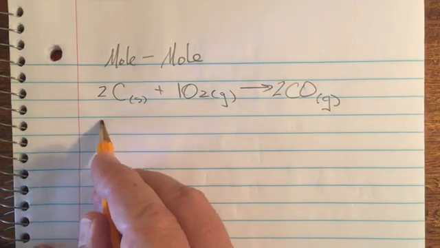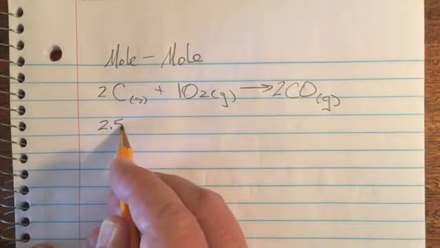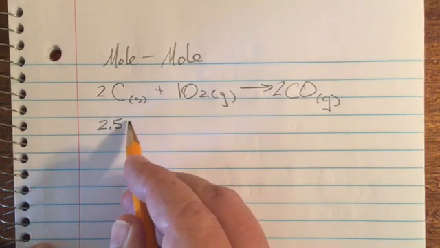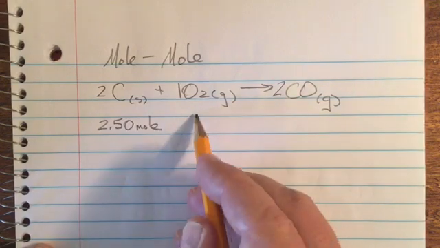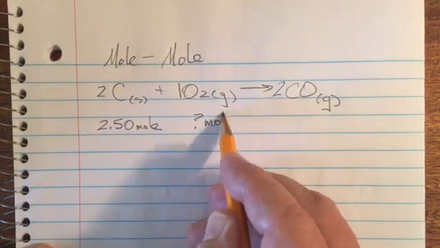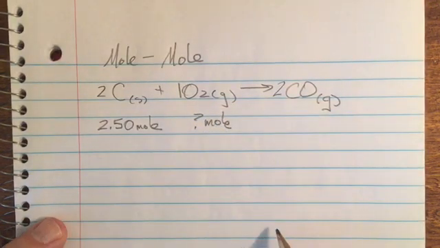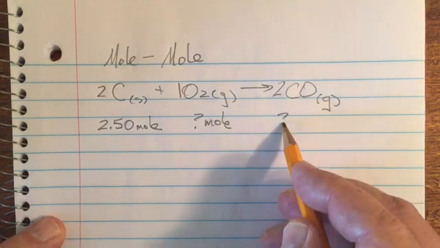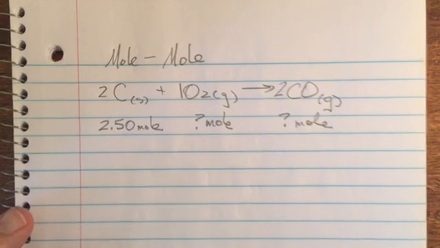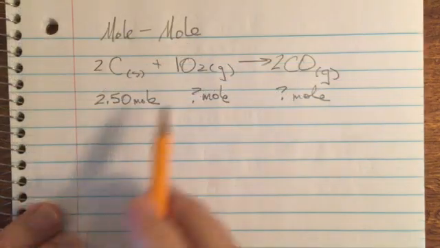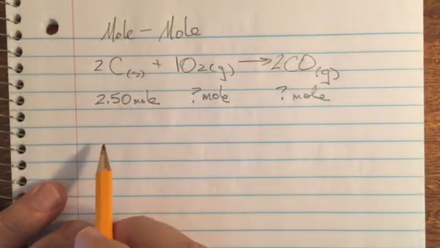Let's say we have 2.5 moles of carbon as a solid reactant. And that's the question, how many moles of O2 gas will be required? And how many moles of CO will be produced? We need to apply the molar ratio to solve this problem.